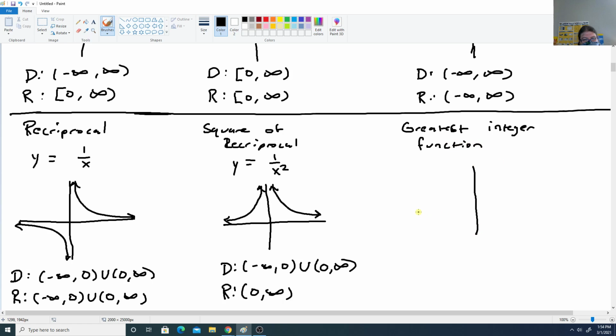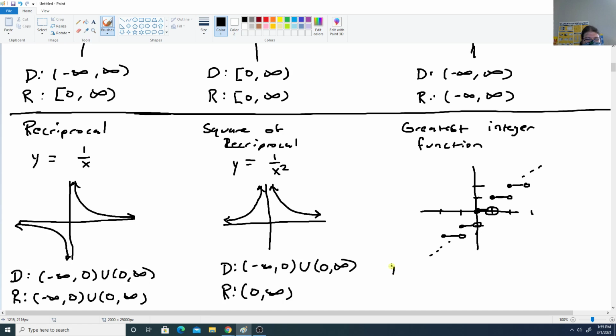And its graph looks like a step function here. Start at 0 with the closed dot. We go to 1 with an open dot. We jump up. We've got 0 with a closed dot, 1 with an open dot. We jump up, 0 with closed dot to 1 with an open dot, etc. And same down here. 0 with closed dot to 1 with an open dot, and 0 with the closed dot to 1 with an open dot.